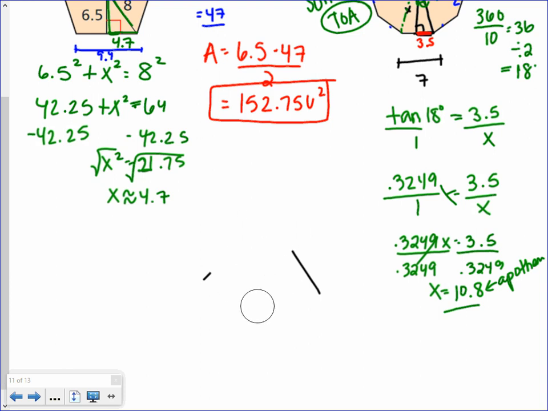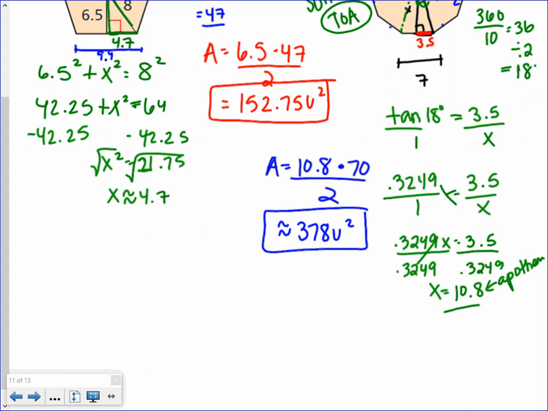Okay, that's your apothem. So then to finish that off, we'll do apothem times perimeter divided by 2. So my area formula, apothem, which was approximately 10.8, I'm totally rounding, times the perimeter, which was 70, divided by 2. 10.8 times 70 divided by 2 is about 378 units squared, it's exact, but since I rounded it earlier.